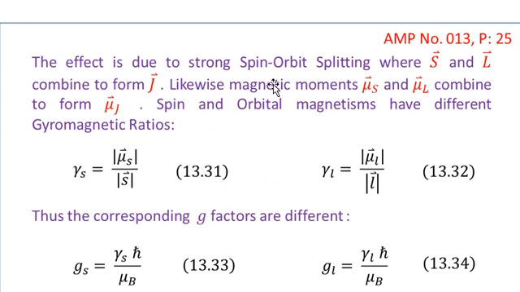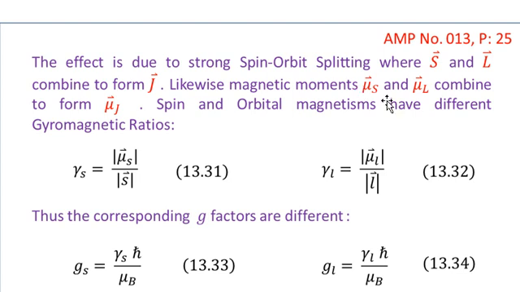The effect is due to strong spin orbit coupling. So in the anomalous effect, since both spin magnetism and orbital magnetism are present, and there is a strong coupling between them, and you know that that coupling is referred to as spin orbit coupling, and such splitting is called spin orbit splitting, where capital S and capital L combine to form capital J.